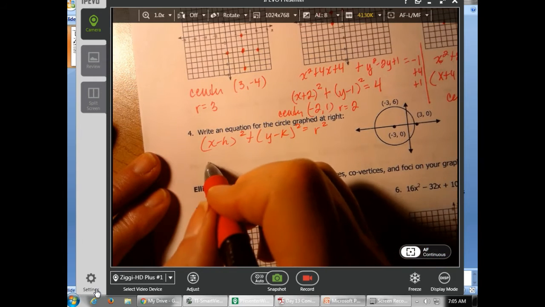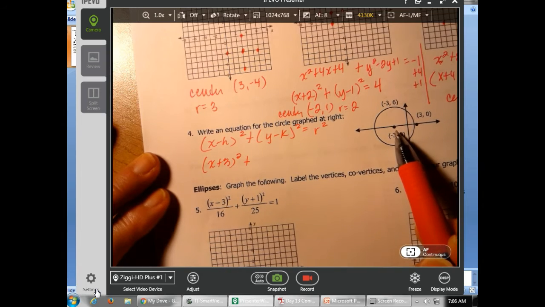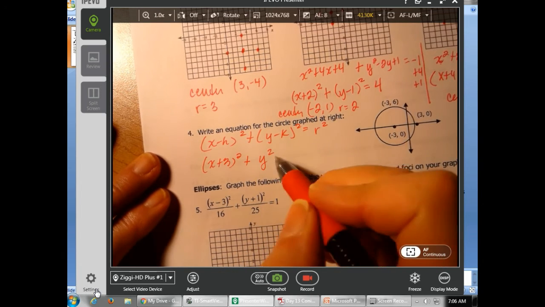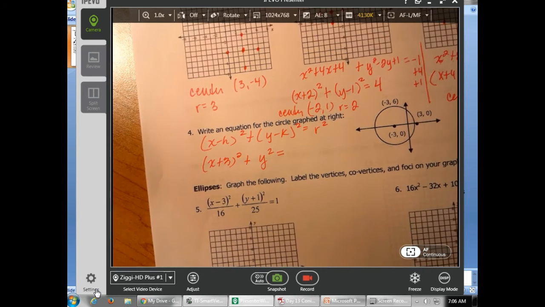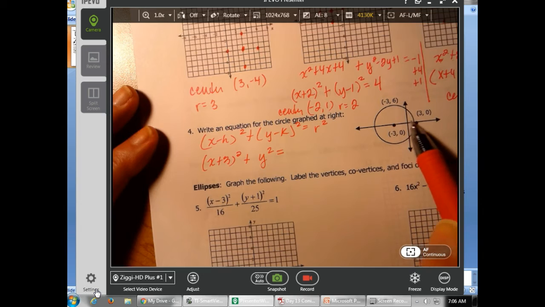So I can simply just put in (x plus 3) squared plus y minus 0, but I'm just going to put y squared because that's all I really need. If you put (y minus 0) all squared in parentheses, that's not wrong either, but you don't really need to do that. Then I need the distance between my center and a point on the circle. And I can really go either to the right or I can go up to see what that distance is.